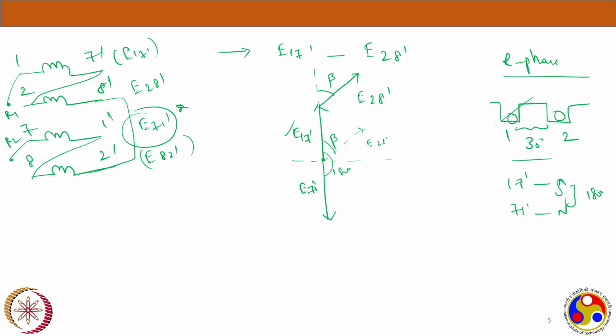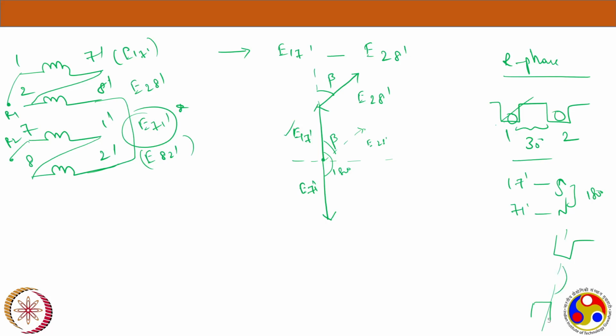Okay. So now, whatever happened to E17 dash coil, the same thing will happen to E71 dash after 180-degree. That's how they are displaced. If one slot is here and the seventh slot is at the bottom, there is a 180-degree displacement. That's why it's happened.